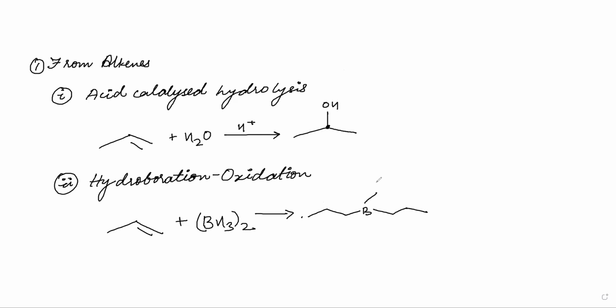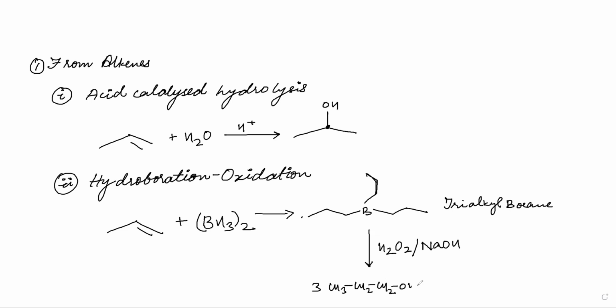And 1, 2, 3 carbons on boron. So this is trialkyl borane. And when we treated this with H2O2 in the presence of NaOH, sodium hydroxide, what did we get? We get terminal alcohols. That is, we got 3 terminal alcohols, CH3CH2OH, and we got B(OH)3.